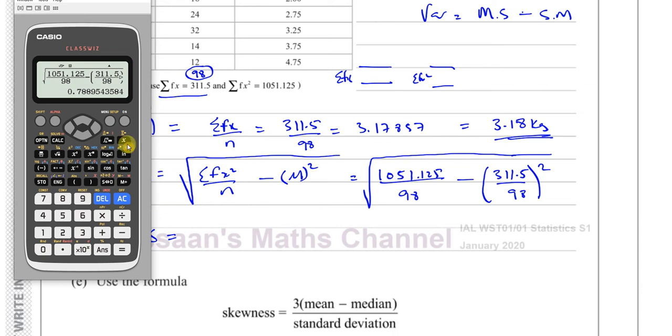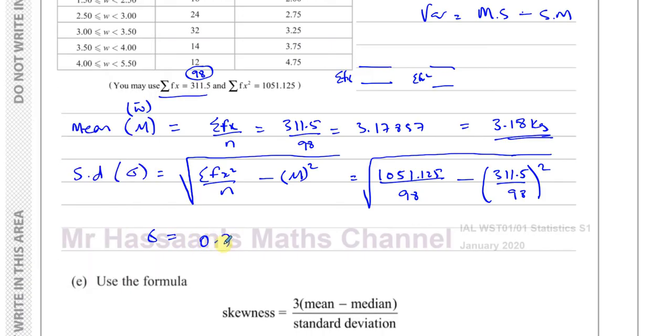what have I done wrong here? Oh, I haven't done anything wrong here, that's fine. Just making sure. Yeah, everything's all right. So that gives me 0.78895. So that means the standard deviation is equal to 0.789 to 3 significant figures. So that's the standard deviation in kilograms for this data.